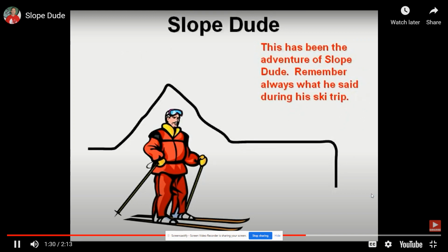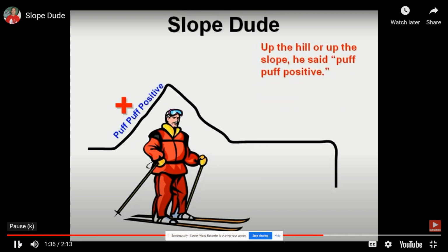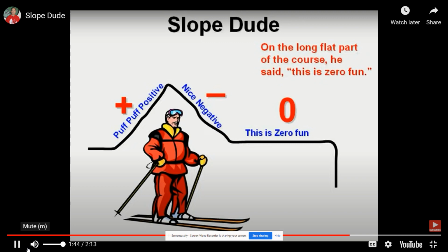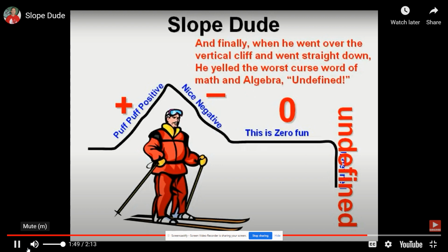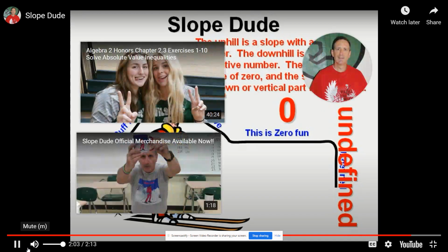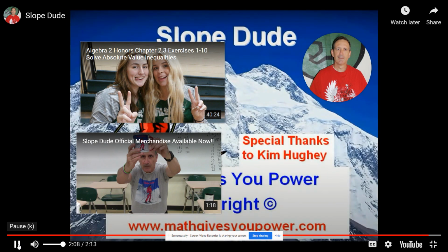This has been the Adventure of Slope Dude. Remember always what he said during his ski trip. Up the hill or up the slope, he said, puff, puff, positive. On his downhill run, he said, nice, negative. On the long, flat part of the course, he said, this is zero fun. And finally, when he went over the vertical cliff and went straight down, he yelled the worst curse word of math and algebra, undefined. The uphill is the slope of the positive number, the downhill is the slope of the negative number, the flat part is the slope of 0, and the straight up and down or vertical part is undefined. This has been the Adventure of Slope Dude.